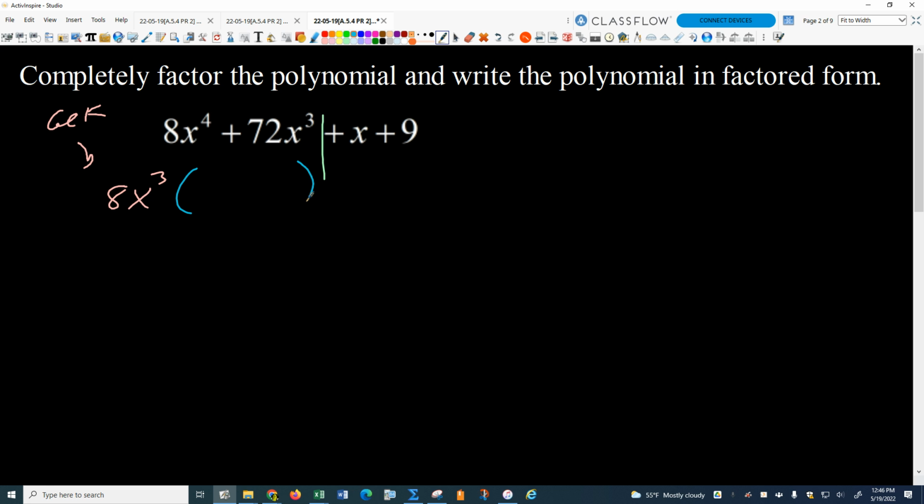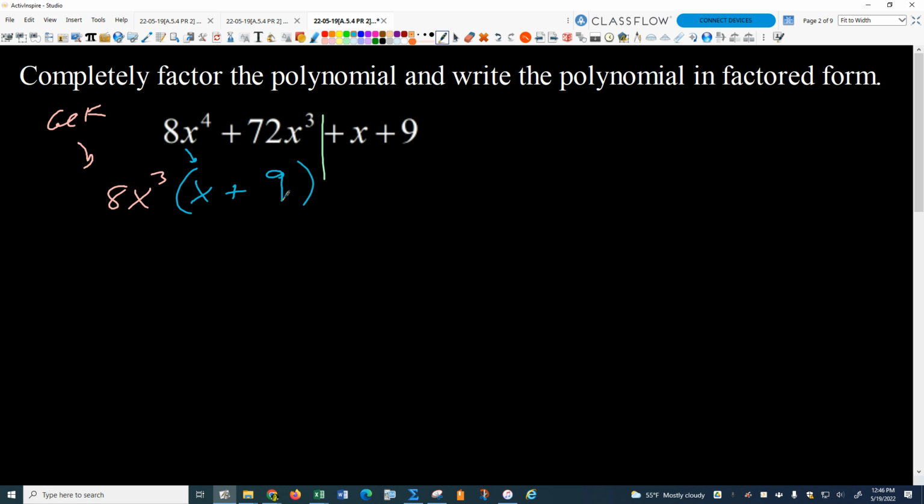Now what's going to be left behind here? Cooper, what's going to be left behind? If I undistribute an 8x cubed, what's left behind? X, good. Plus 9. Do I need an x? Just 9. There you go. Good. So 8x cubed times x plus 9.